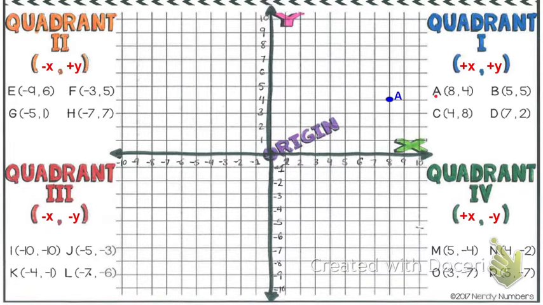We're going to go ahead and do B the same way. So we're going to 5, 5. So I'm starting at my origin, and we're going to go on the x-axis 5, positive. And then from there, we're going to jump up to 5, positive as well on the y-axis. This is where I'm going to plot my point right there at the intersection, and we are going to name this B.